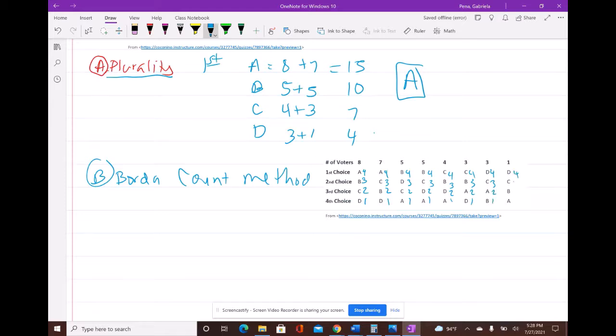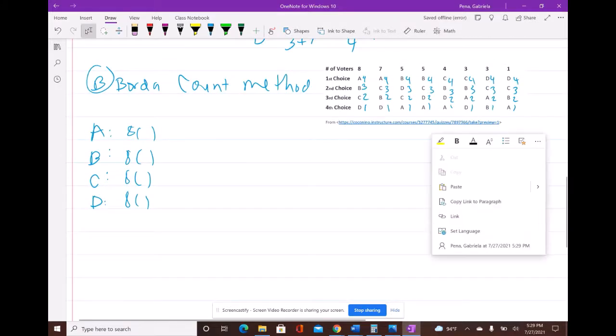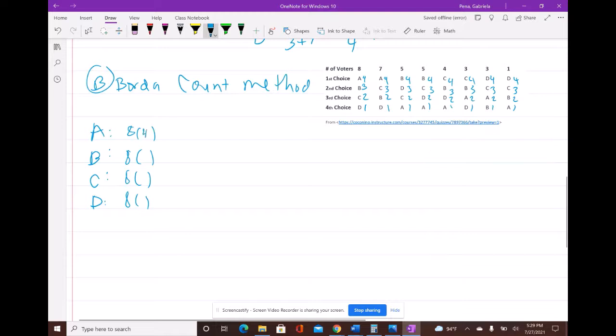And this is your question from the quiz. So I'm going to have A, B, C, and D. So the first one is worth 8. So I'm going to put an 8 on each one. And then I looked, A is 4, B is 3, C is 2, D is 1.